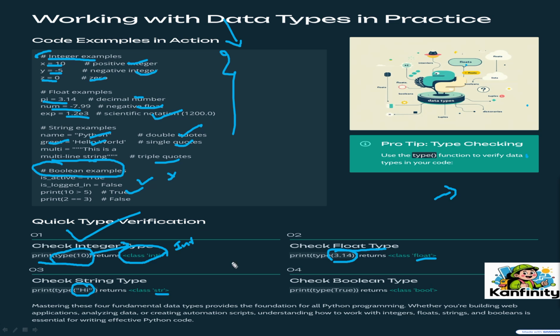Then when it comes to boolean, see print type true. We use this for whether statements are true or false. So here the data type is bool. These are the examples of the data types that we use in Python.